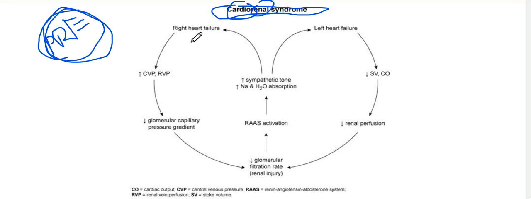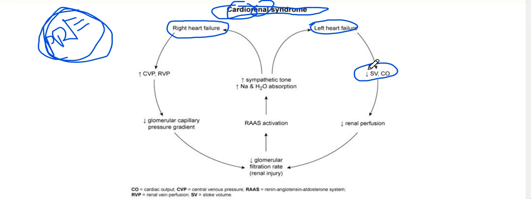So when there is a condition that is congestive heart failure, it can be left heart failure or right heart failure. If there is left heart failure, then it will lead to decreased stroke volume or decreased cardiac output. The left heart failure can be due to multiple reasons. It can be due to prolonged hypertension, but the main concern is what it leads to. It actually leads to decreased stroke volume and decreased cardiac output.